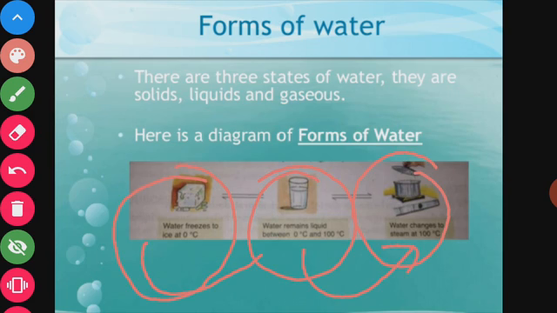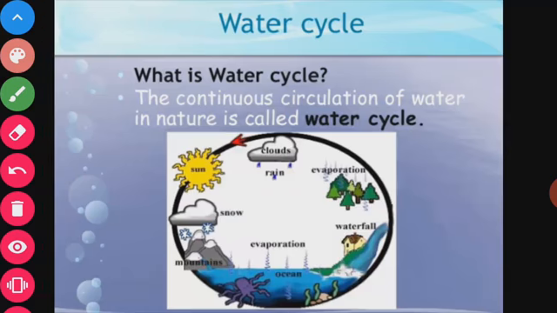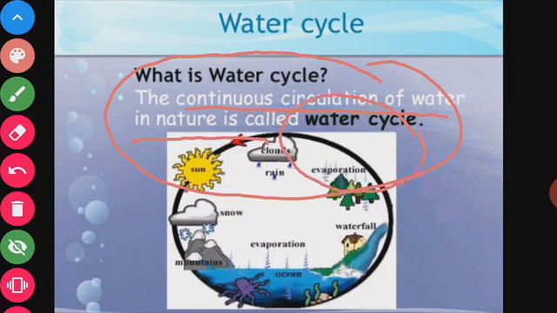This process of interchange in the three states of water in nature, from ice to its original form liquid, and from liquid to steam, forms a cycle. That cycle is known as the water cycle. What is the water cycle? The water cycle is the continuous circulation of water in nature.